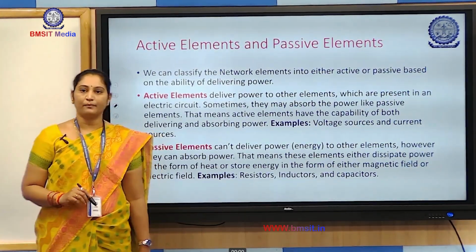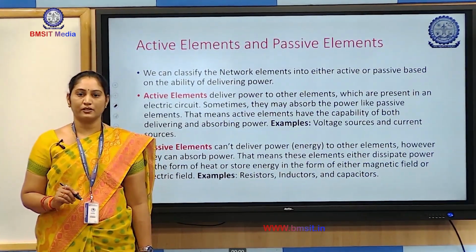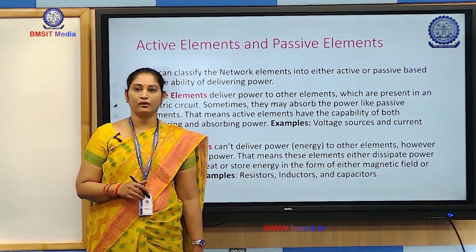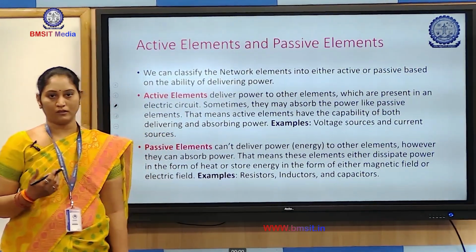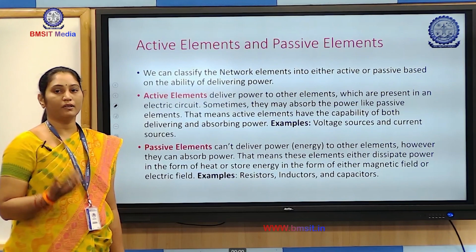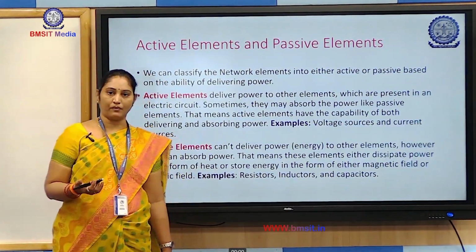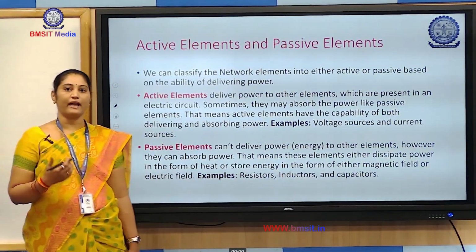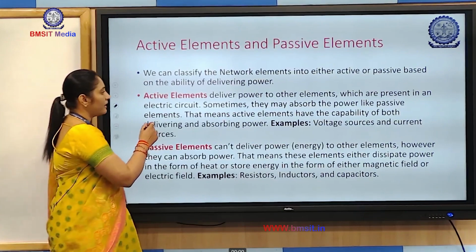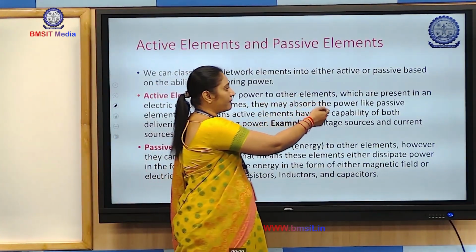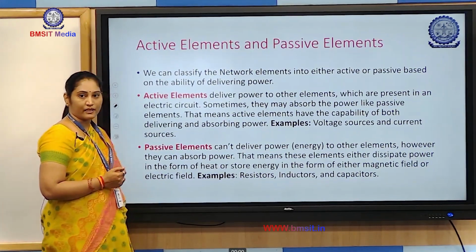Coming to the active elements and passive elements. We can classify the network elements into either active or passive based on the ability of the network to deliver power. If a network has the ability to deliver power, we classify it as an active network. In that network, we will find the active elements, which deliver power to other elements present in an electric circuit.